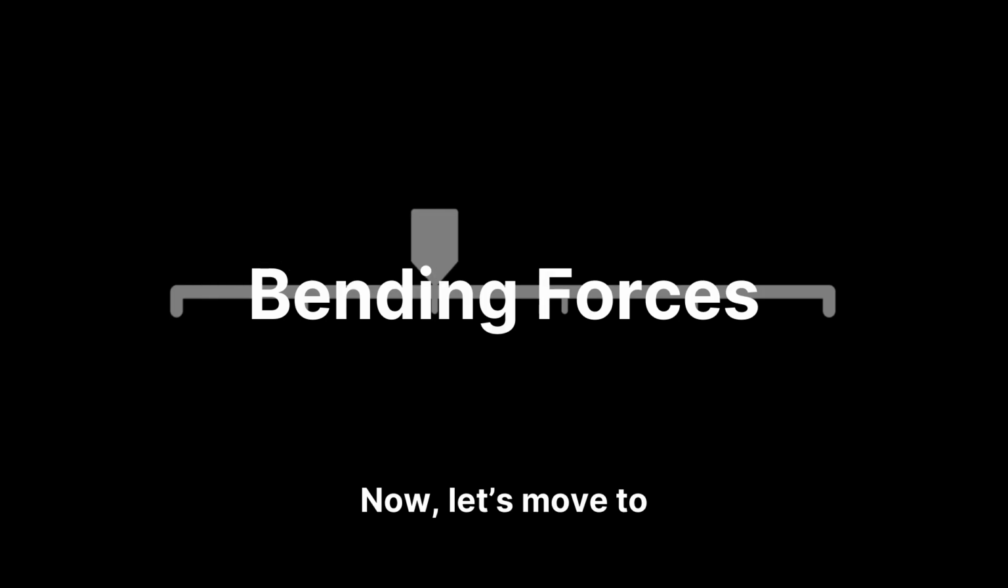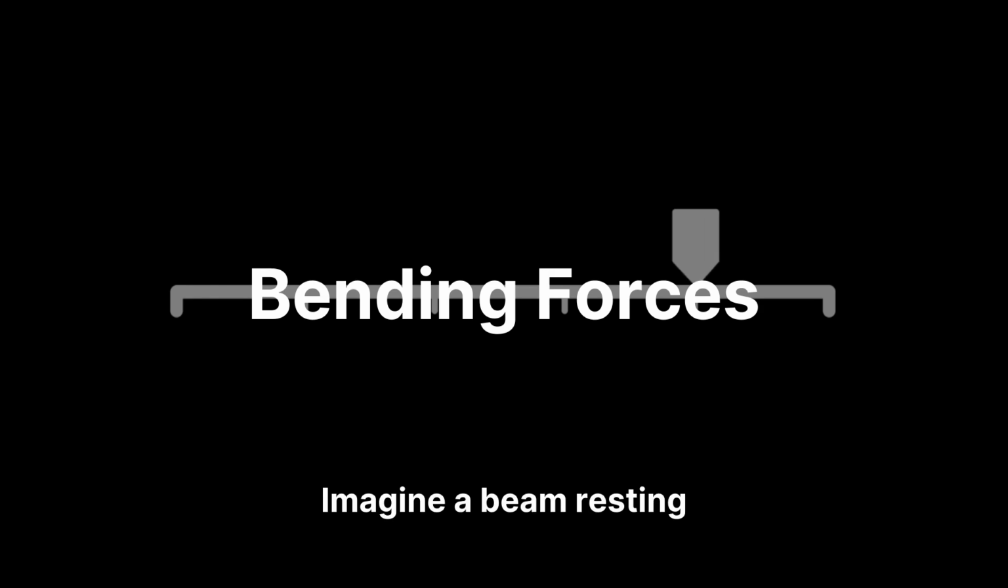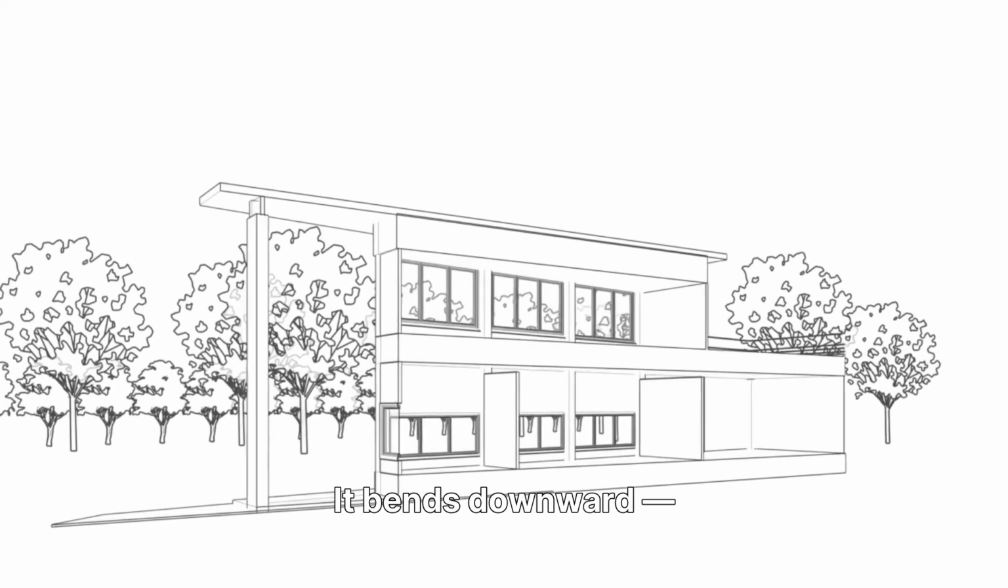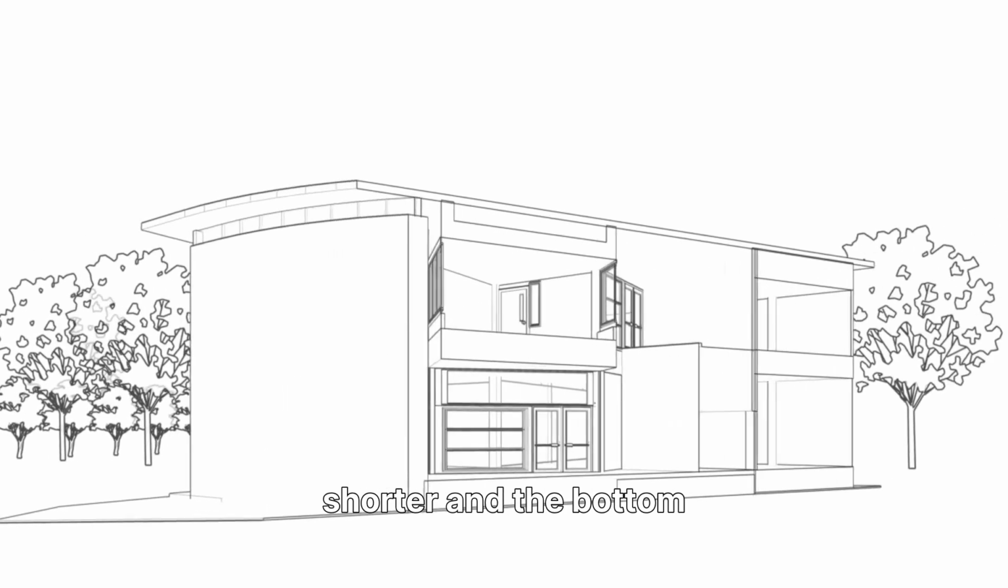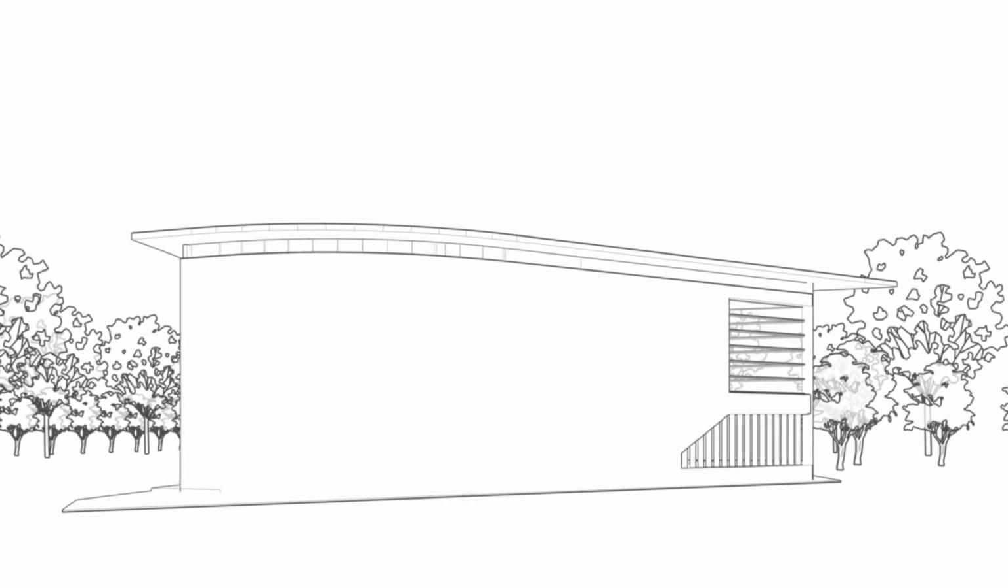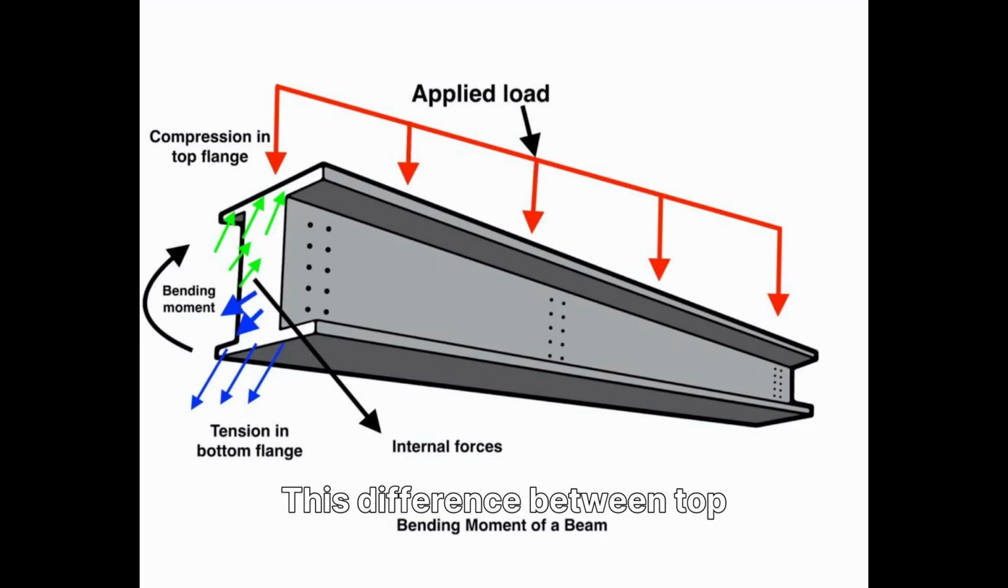Now, let's move to bending forces. Imagine a beam resting on 2 supports with a load in the middle. It bends downward. The top fibers get shorter and the bottom ones get longer. That means the top is in compression and the bottom is in tension. This difference between top and bottom is what we call bending.